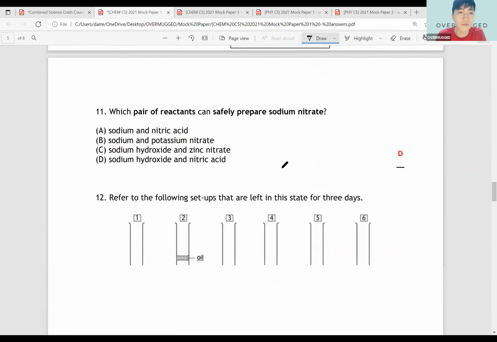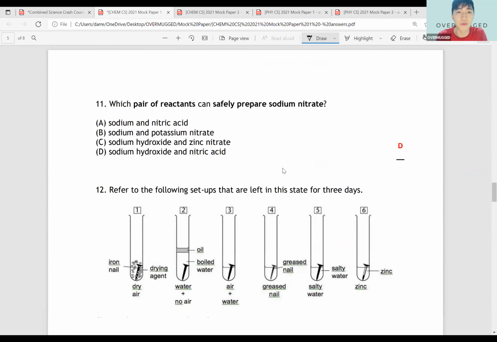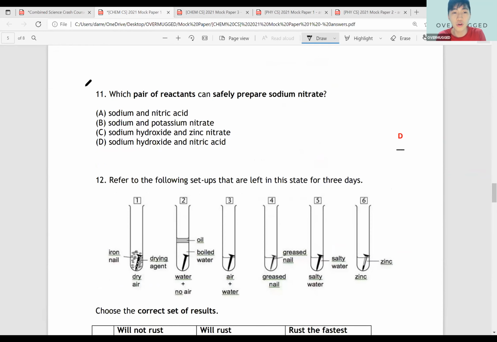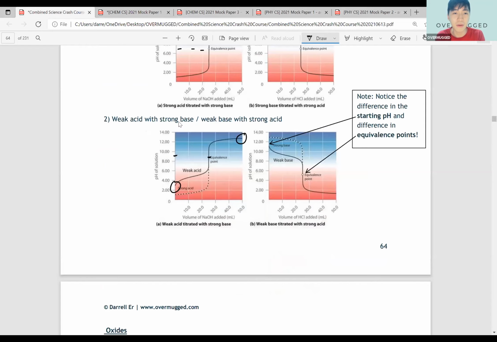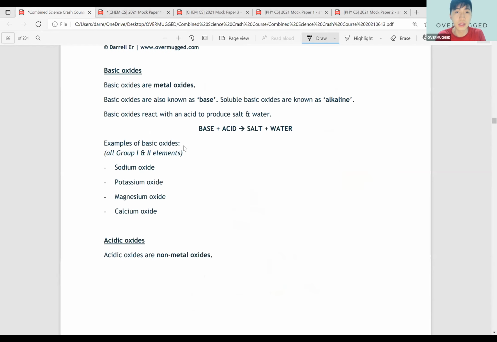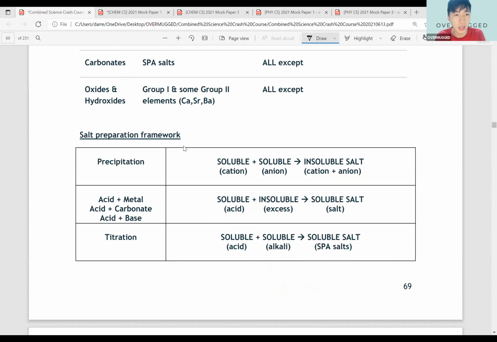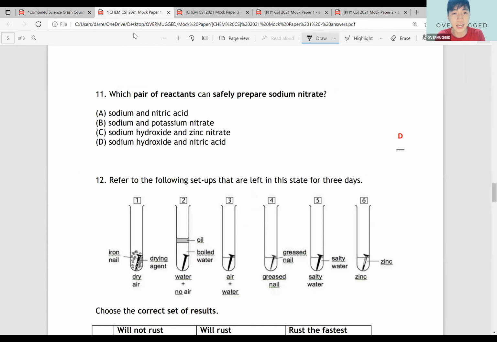Okay, question 11, which pair of reactants can safely prepare sodium nitrate? Do you all know what method to use and how many methods there are in the first place? The number of methods for salt preparation is a total of 3. If you refer to the framework here, the 3 methods are precipitation, acid reaction, and titration. The question is asking us for sodium nitrate.